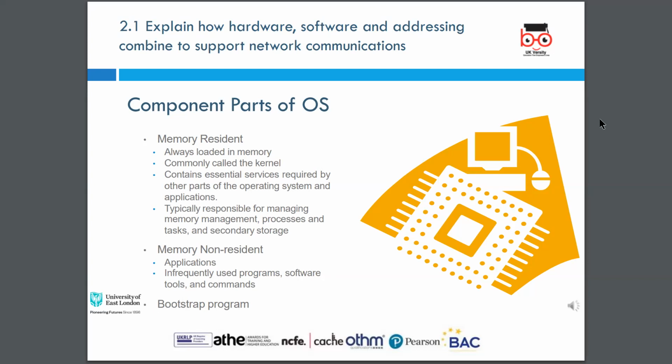So all of these are components which are part of an operating system. They will have a memory, such as RAM or ROM, and they will have all the components that we covered in our computer system unit. Then we also have memory non-resident, which is our RAM, which is for running applications or software. And then we have bootstrap applications.